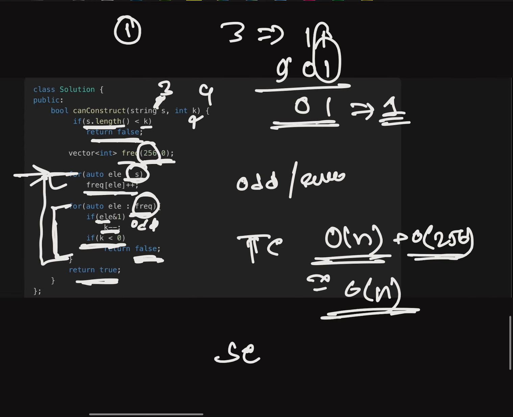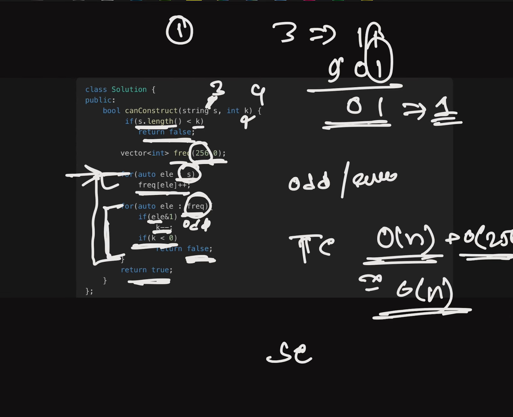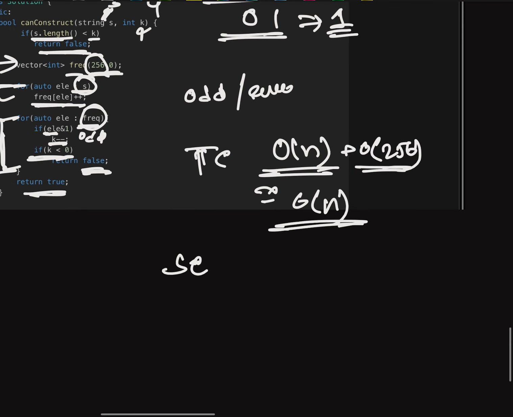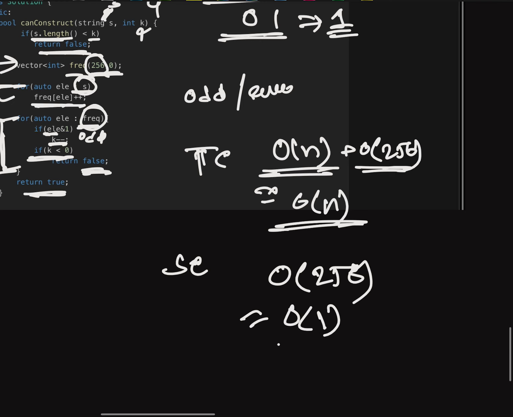Now what is the space complexity? Space complexity is we have taken a vector of 256. Any other things? No. So the space complexity is 256, which is again constant, so this will be O(1). This is clear. What is the time complexity and space complexity?